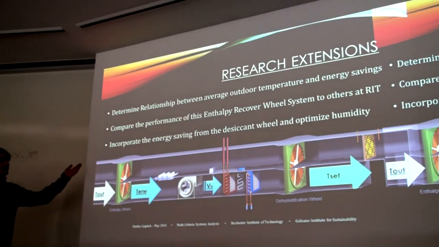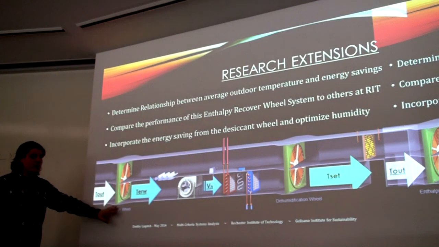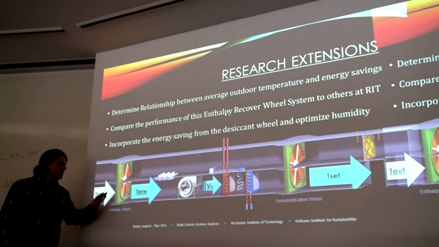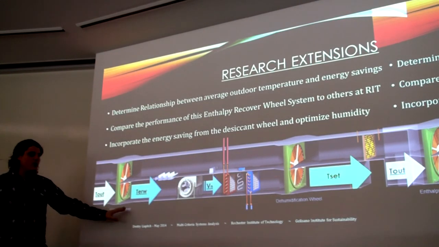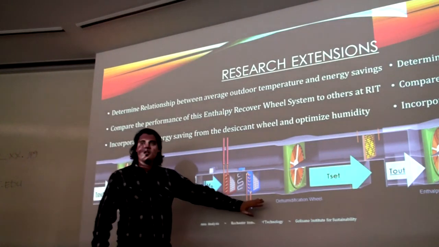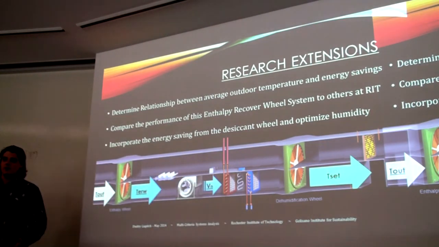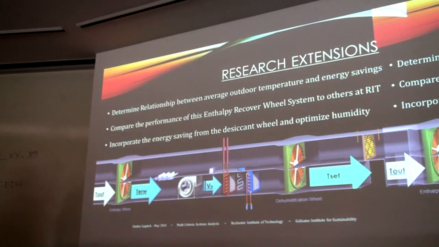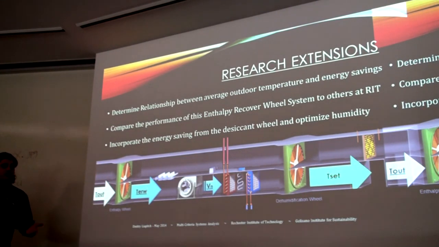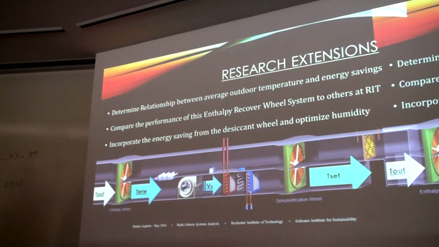And also, the last thing we're going to do: the enthalpy wheel here moderates the temperature, but we also have a dehumidification wheel over here, or a desiccant wheel, that moderates the humidity of the building. So the research extension would be to incorporate the energy savings from the desiccant wheel, the dehumidification wheel, and then figure out what is the optimal level of set humidity in the building.